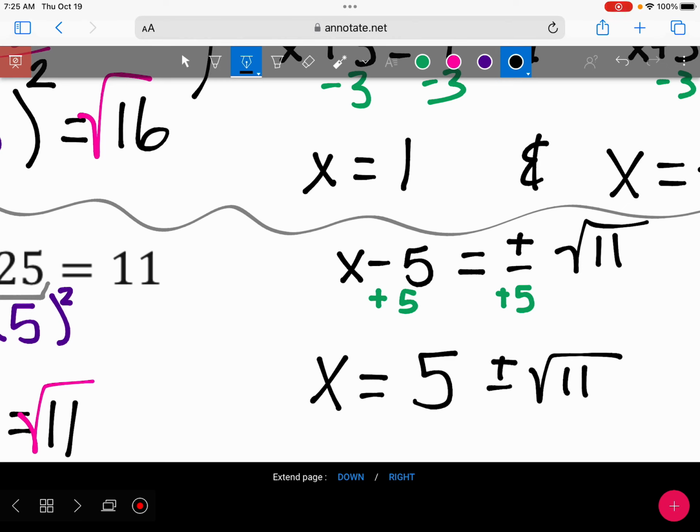If you want to split it into your two cases and do 5 plus square root of 11, 5 minus square root of 11, that's fine. If you want to type those into your calculator and get to decimals, that's fine too. Right now, I'm not asking you for that. We will eventually do that, but we're not going to right now.